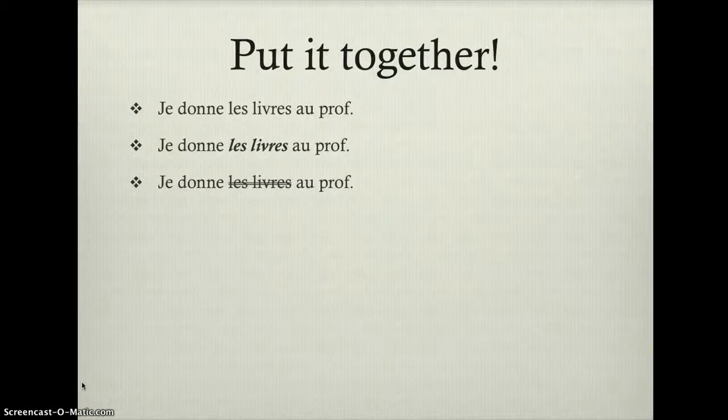One thing that students have a difficult time with sometimes is that they get it down. I know I have to put les in there, but then they leave les livres. They leave the thing that they're replacing. If you're using a direct object, something in the original sentence has to disappear because you're replacing it, okay? So, je les donne au prof. I give them to the teacher.